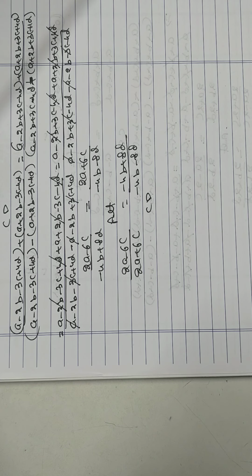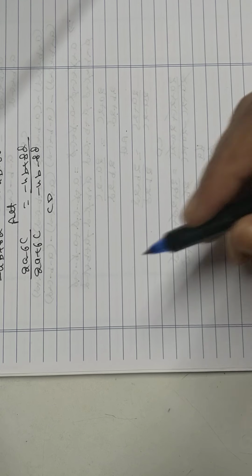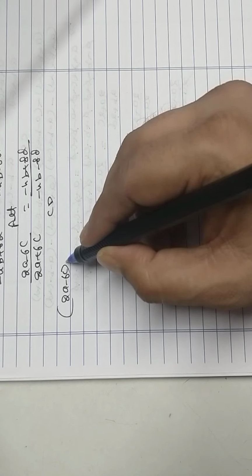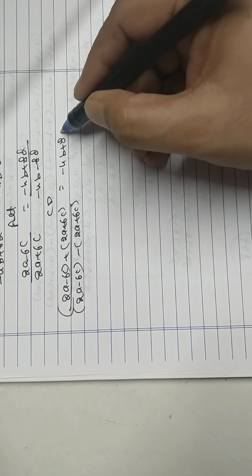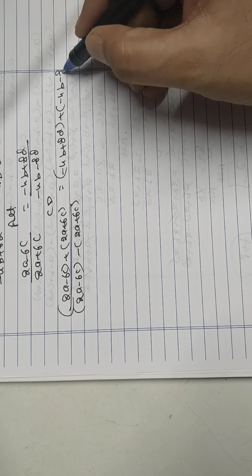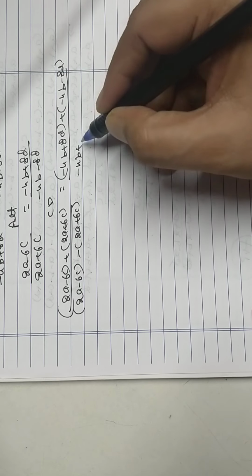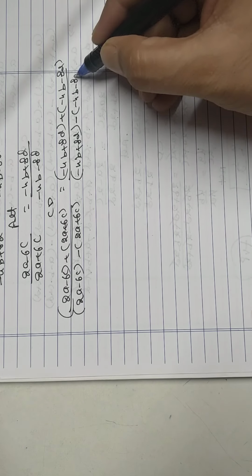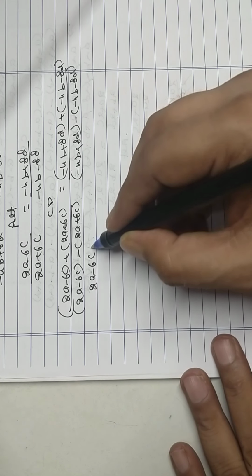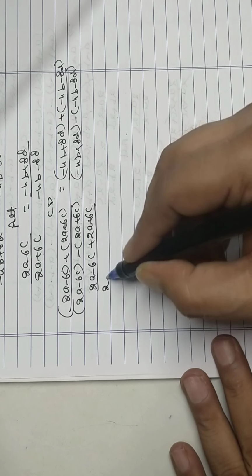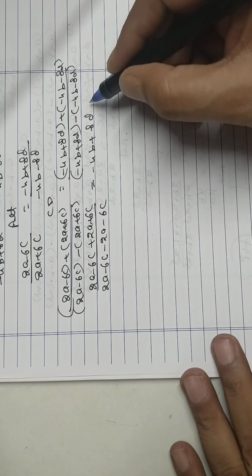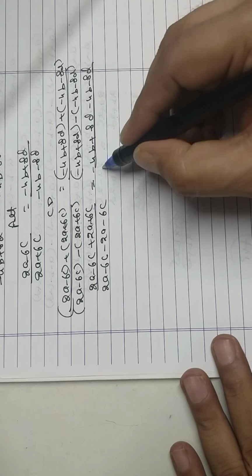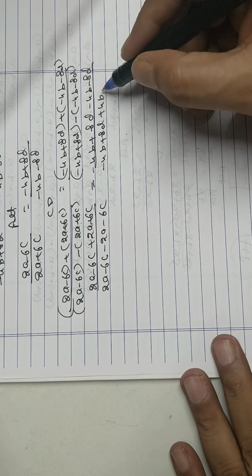Again use componendo and dividendo. So 2A minus 6C plus 2A plus 6C, upon 2A minus 6C minus 2A minus 6C, equal minus 4B plus 8D minus 4B minus 8D, upon minus 4B plus 8D plus 4B plus 8D.